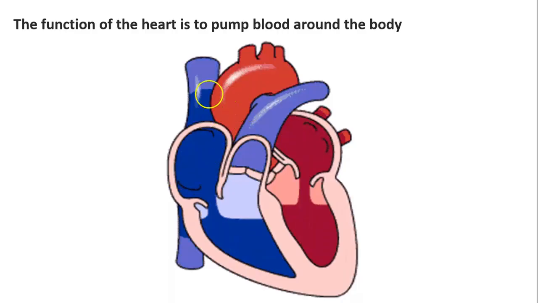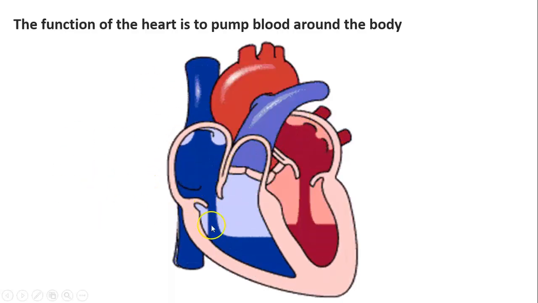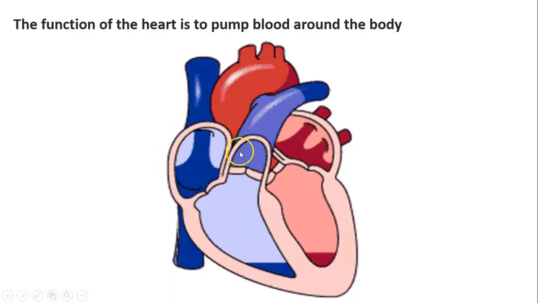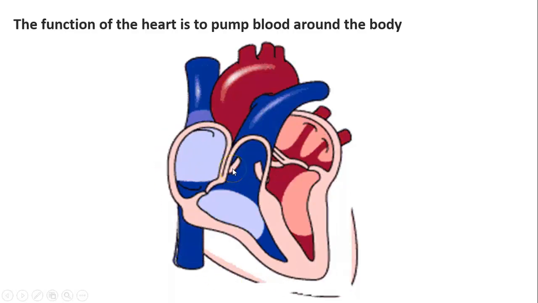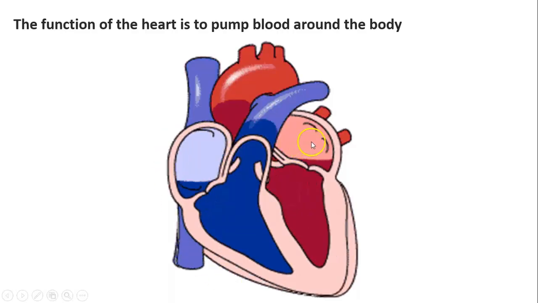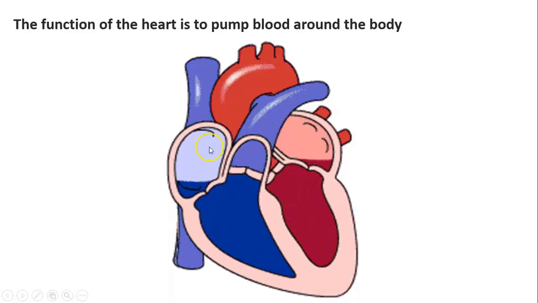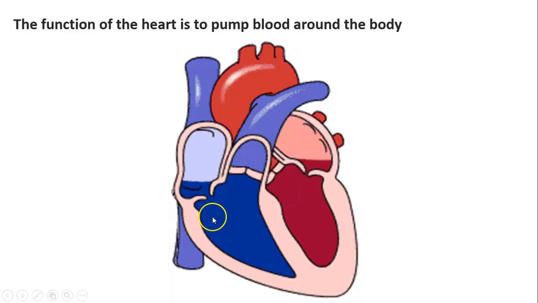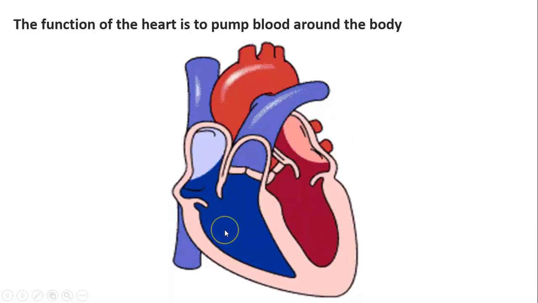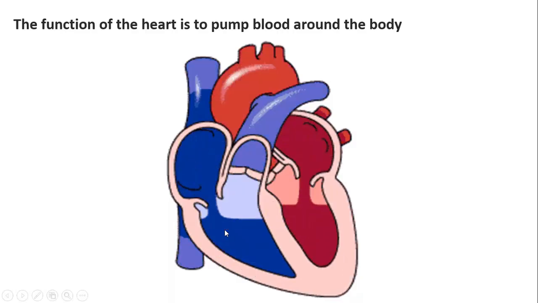As you can see, the heart is divided into 4 main rooms, or 4 main chambers. You have the left side of the heart, the one containing oxygenated blood, and the right side of the heart, the one containing deoxygenated blood. The upper chambers are called the atria, while the lower chambers are called the ventricles.